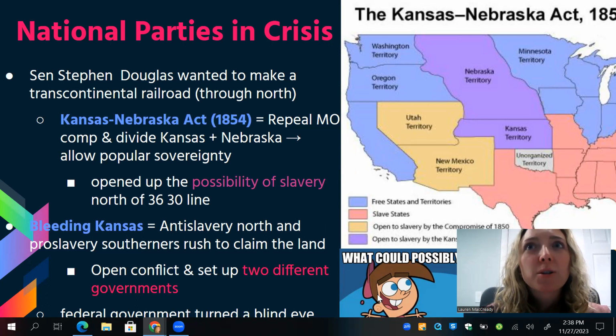And the federal government just goes, we're going to let them handle it. They're going to figure it out. They just turn a blind eye and allow Kansas to descend into madness, which is what Bleeding Kansas refers to: this open conflict that the federal government is just going to allow to continue to happen.